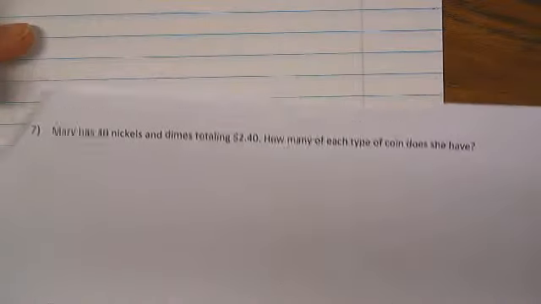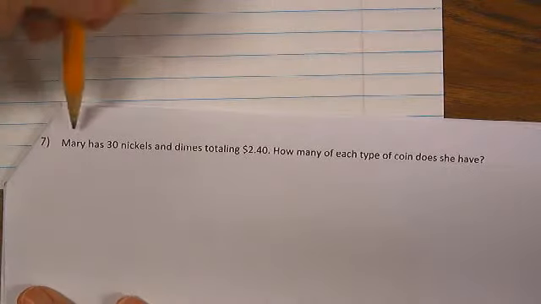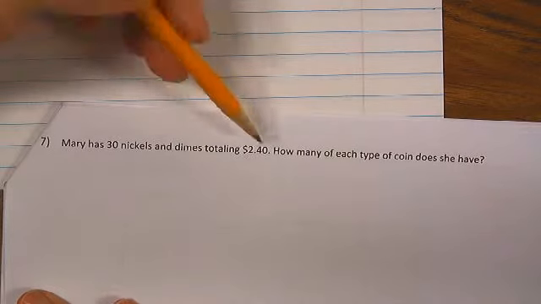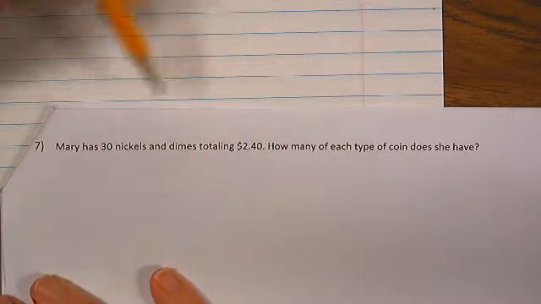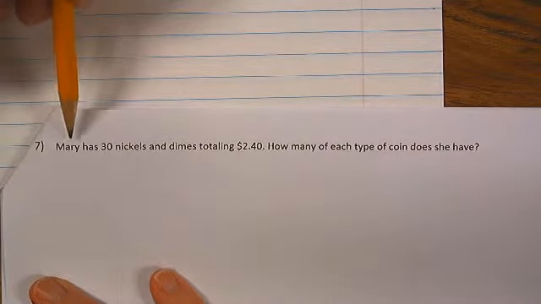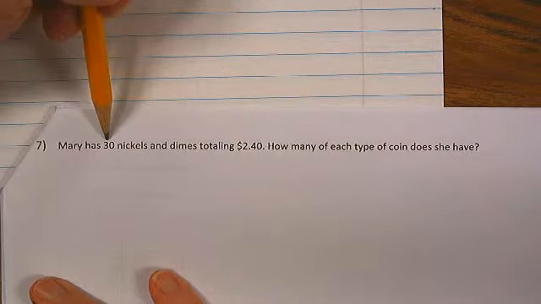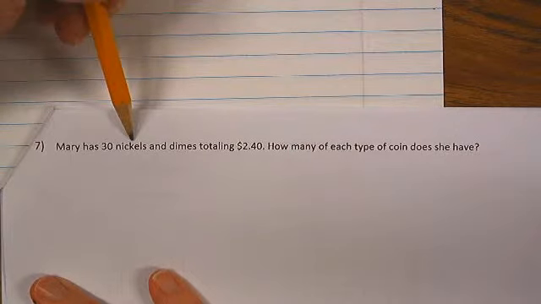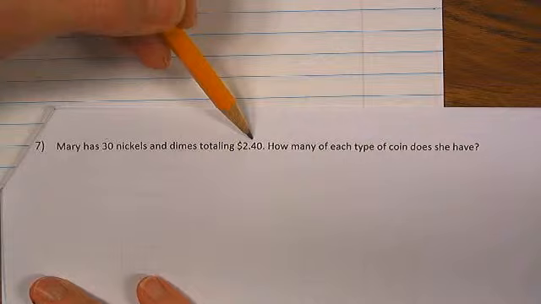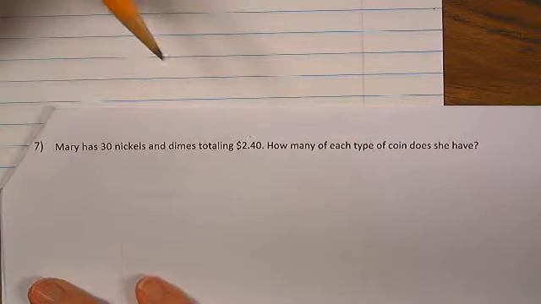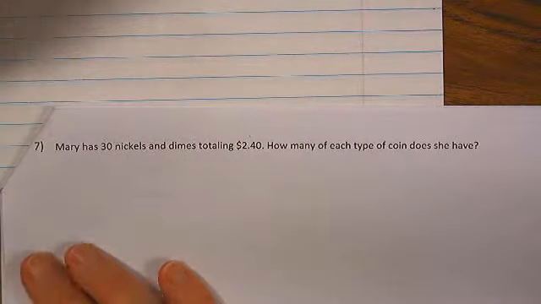Algebra 1 review, word problem number 7. Mary has 30 nickels and dimes totaling $2.40. The grammar is really poor. What is meant is Mary has 30 coins. Some are nickels, some are dimes, and the total amount of money she has is $2.40. That's what she means. Okay, here we go.